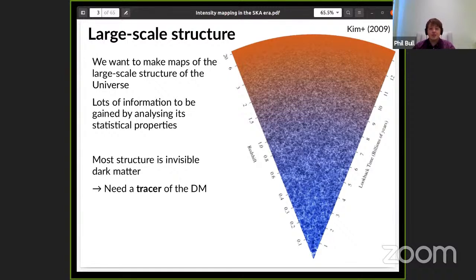And so we need something that traces the dark matter, where most of the stuff in the universe is, where most of the large-scale structure is. We need something that tells us where the dark matter is, but that we can see. And so this is really the context for 21 centimeter intensity mapping. We have this interesting and very versatile tracer, which is neutral hydrogen, and we're using that to trace where all of the dark matter and therefore where all of the large-scale structure of the universe is.